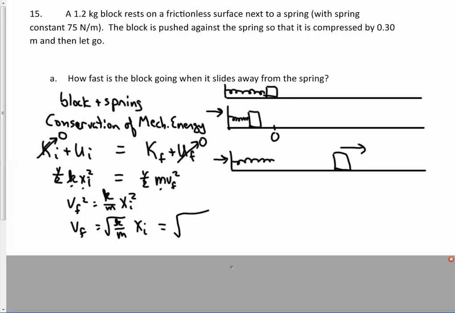And then I put in my numbers, and I think that comes out to be 2.4 meters per second. So this object will be going 2.4 meters per second because all that potential energy got turned into kinetic energy, and we knew how much.